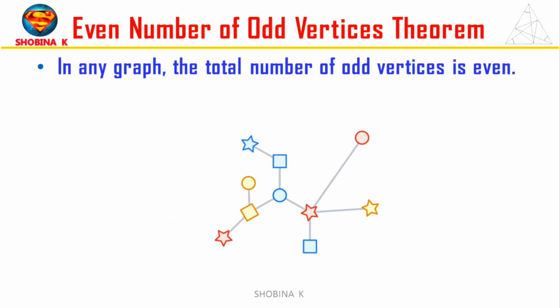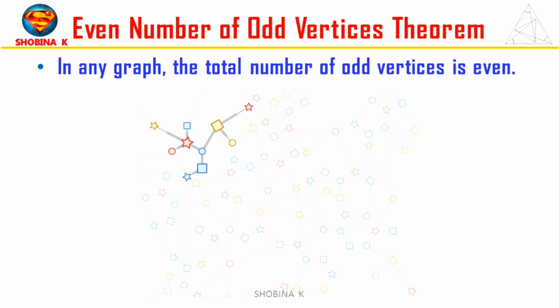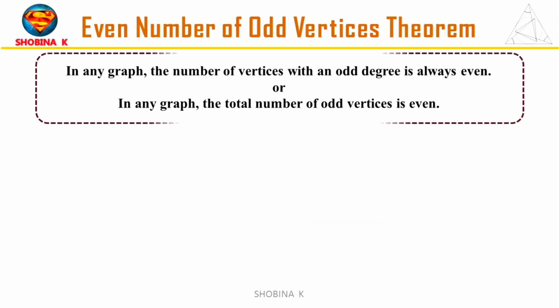Hello everyone. Today we are going to explore an interesting concept in graph theory called the even number of odd vertices theorem. Let's get started. Now what is the even number of odd vertices theorem? The theorem states that in any graph the number of vertices with an odd degree is always even. Or we can say in any graph the total number of odd vertices is even.